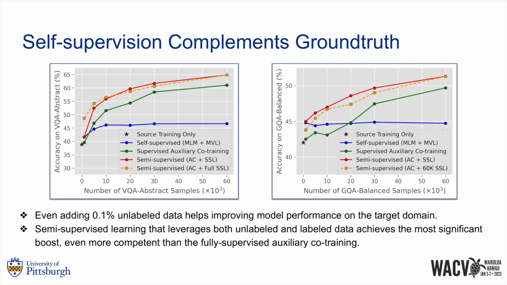The green curve indicates supervised auxiliary co-training, and since the ground truth answers are used, this is sometimes referred to as the upper bound. However, we observe that self-supervised signals actually complement the ground truths where target resources are extremely limited. In fact, combining both can achieve even higher performance.